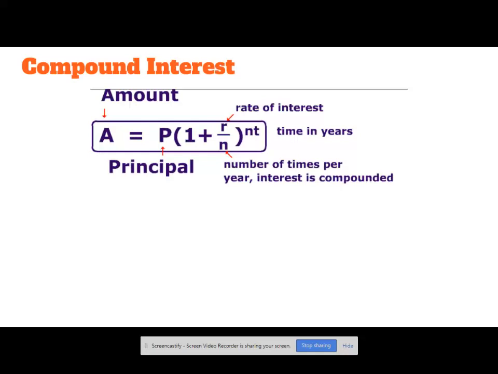It works the other way too. If you borrow money and you're being charged compound interest, you're being charged interest on the interest of the interest. And so the amount that you owe ends up intensifying exponentially.